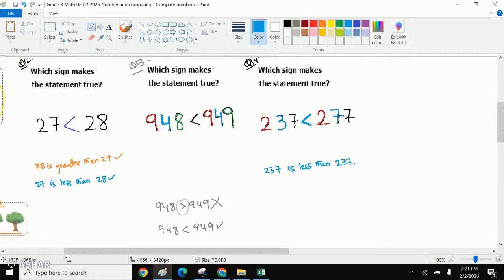Yes, May. You gave the other statement. You said 277 is greater than 237, right? That's good.